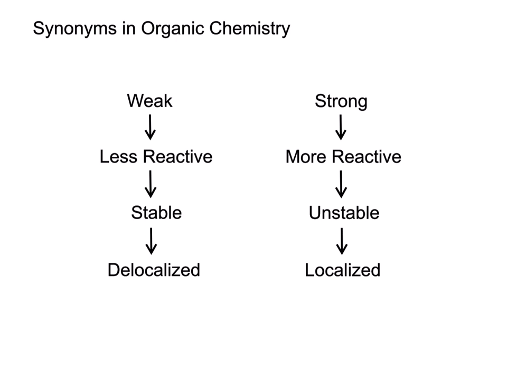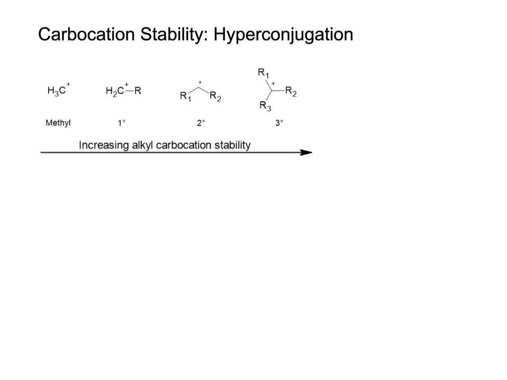On the other side of things, we have strong. Strong means that something is more reactive, and if something's more reactive, that means that it's actually more unstable. And if we have a charge that is all located in one position, we say that charge is localized, and that means that it is stronger because it's more concentrated in one area and more likely to either be attacked or do the attacking.